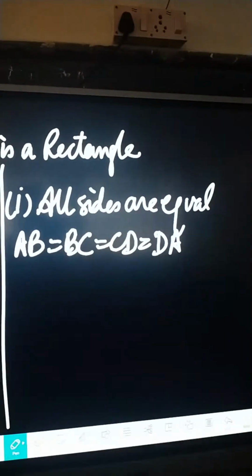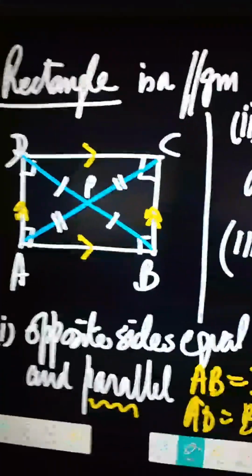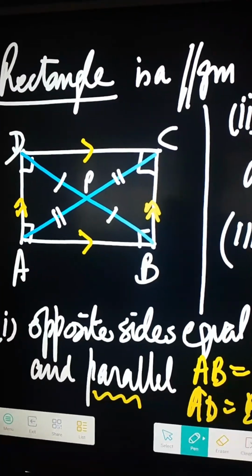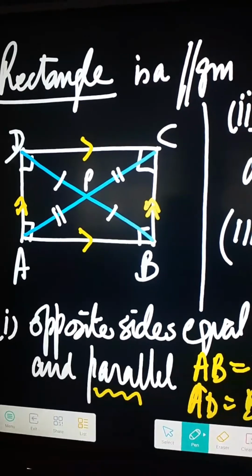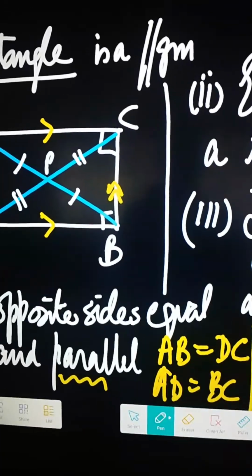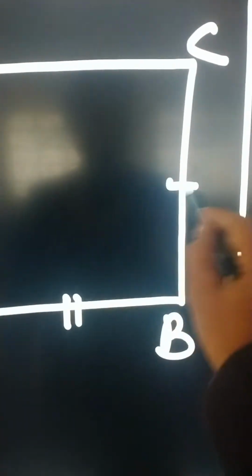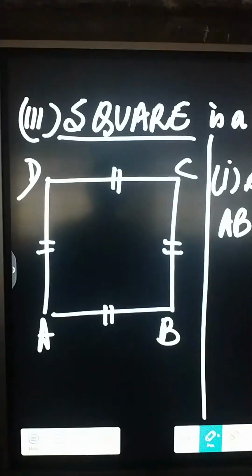How is this property different from a rectangle? See, in a rectangle we said opposite sides are equal. AB is equal to DC and AD is equal to BC. So in that, one pair of opposite sides was equal to each other, but in a square everything is equal. This side is equal to this side, is equal to this side, is equal to this side. All the sides are equal.